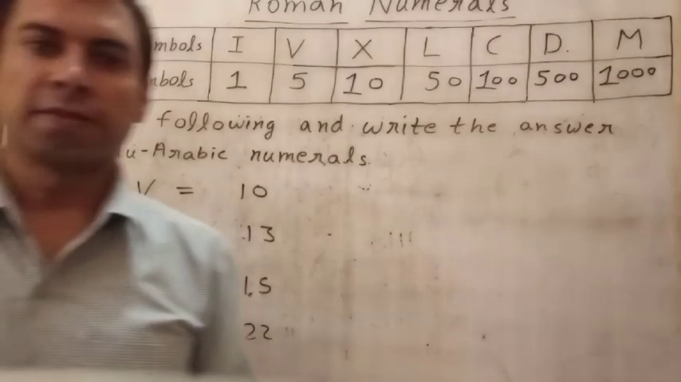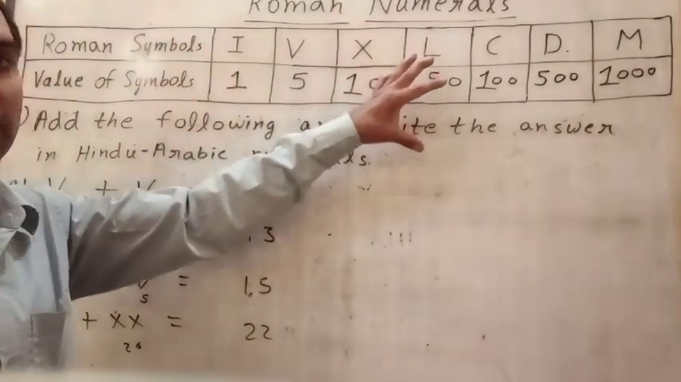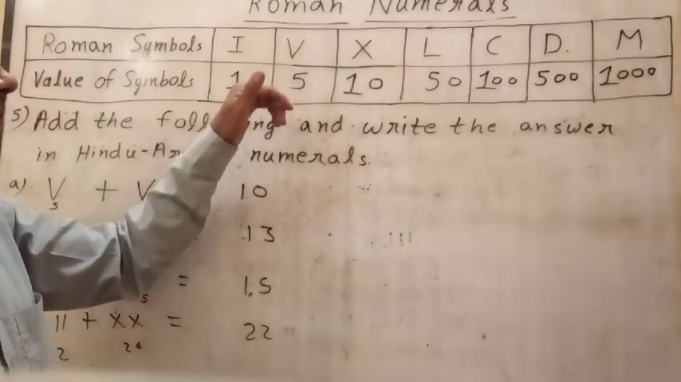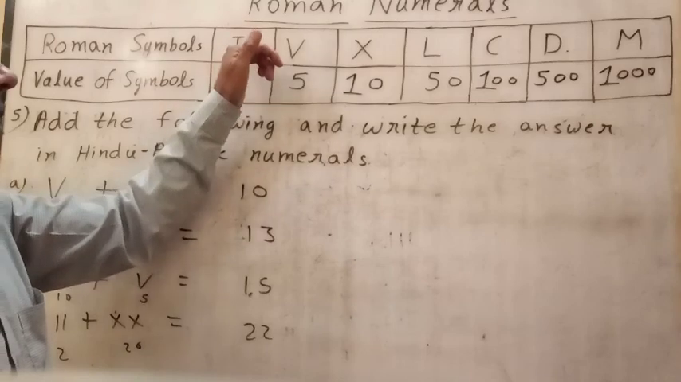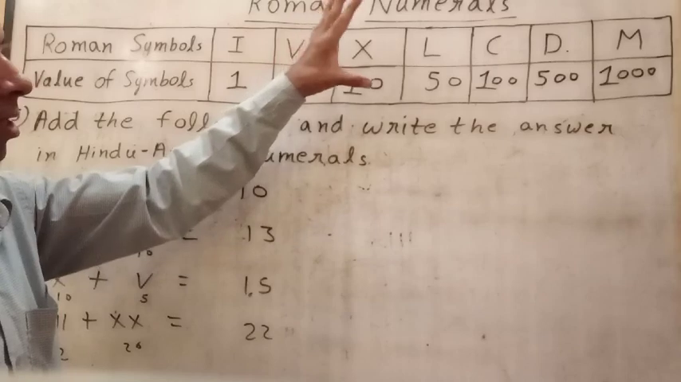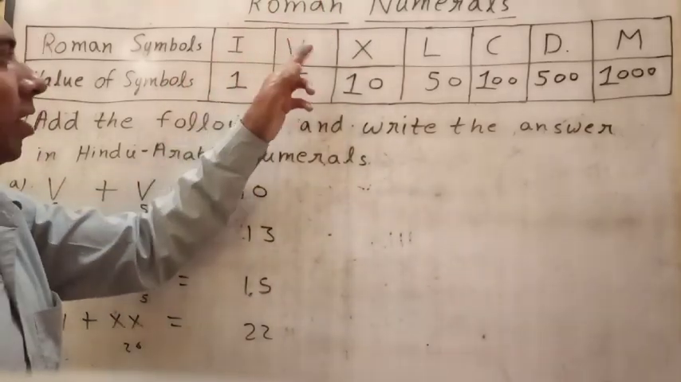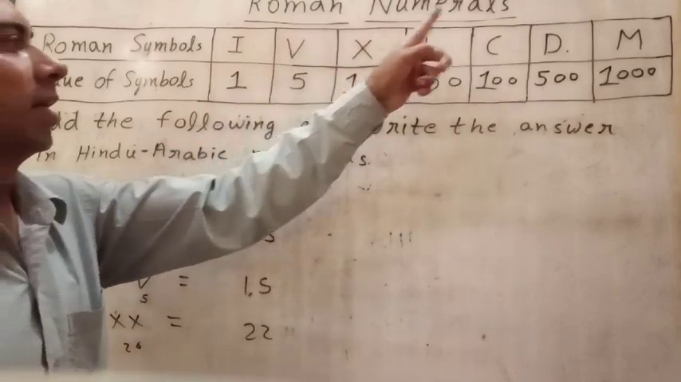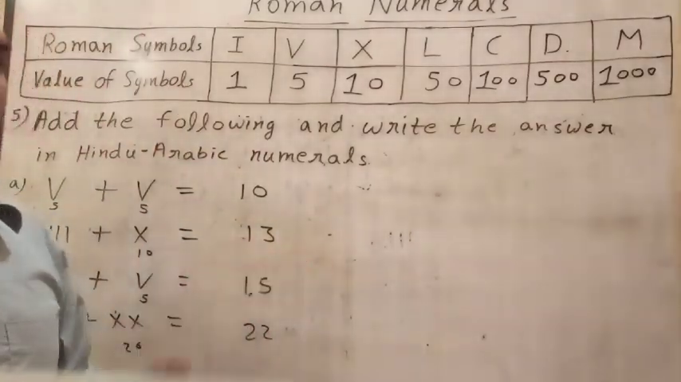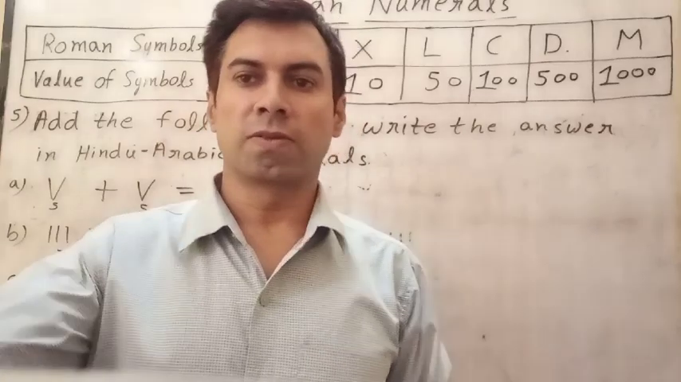So student, now recap. There are a total of 7 symbols. There is no symbol for 0. And we can repeat I, X, C, M only 3 times. We cannot repeat V, L and D. So this you have to remember. So this part is completed. Thank you. Clear?